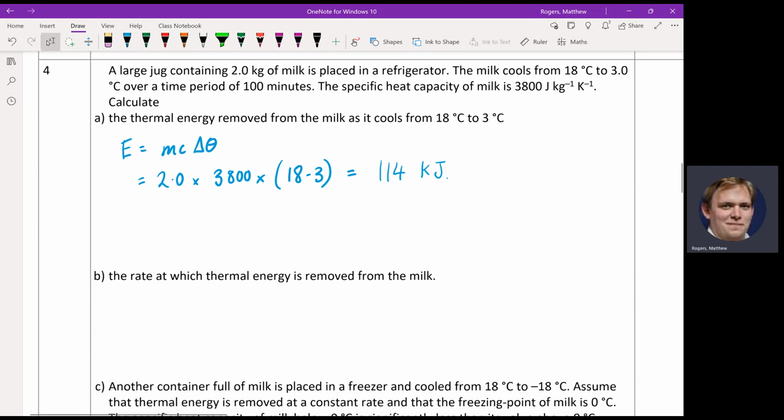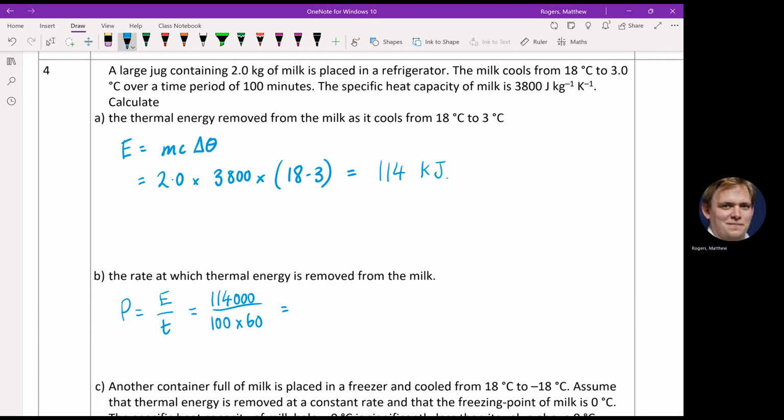The rate at which thermal energy is removed from the milk. So we know power is equal to the work done, or the energy transferred, over the time. We've got 114,000, and the time is 100 minutes, so that's 100 lots of 60 seconds. Which gives us a power, or a rate of thermal energy transfer, of 19 joules per second, or 19 watts.